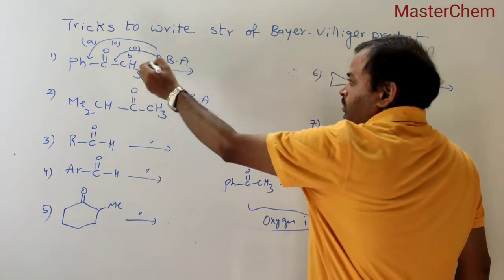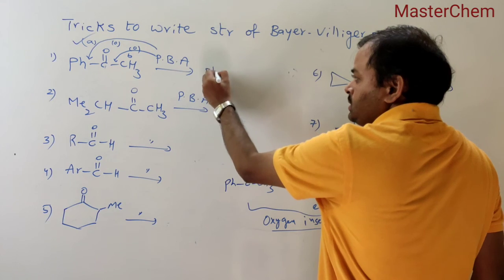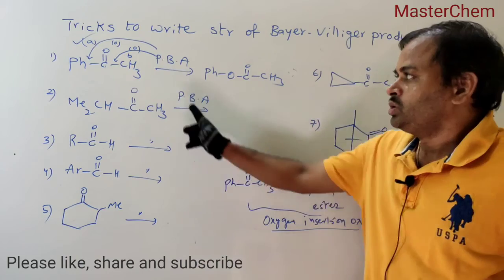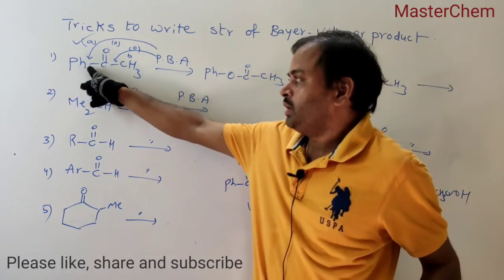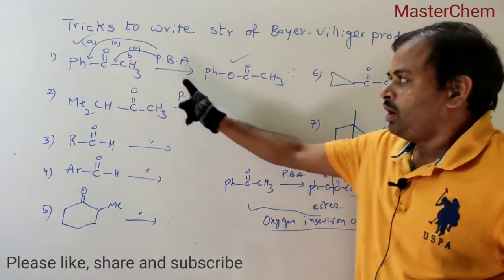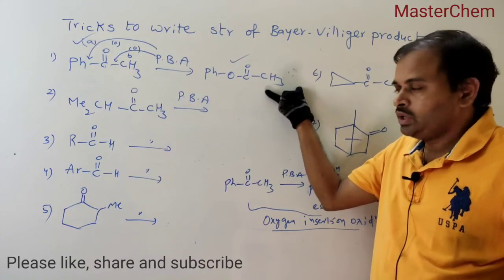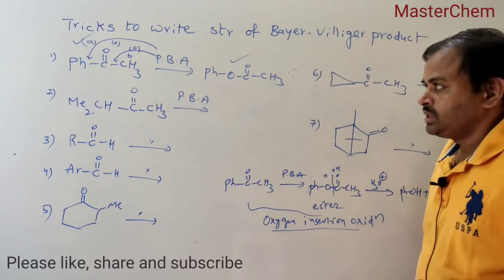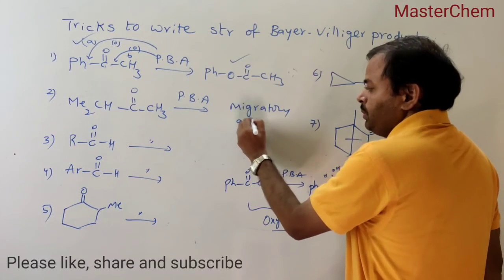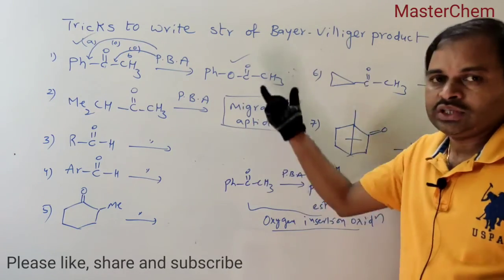Here, tick the first option, because this gives PhOCOCH3, which is major. Through option B you would get PhCOOCH3, but that is only minor. Option A gives the major product. How to remember this? Migratory aptitude. Based on migratory aptitude, you can decide which is the major product.